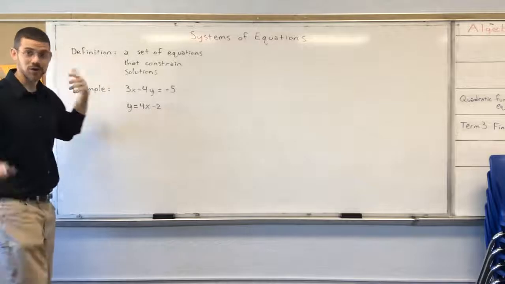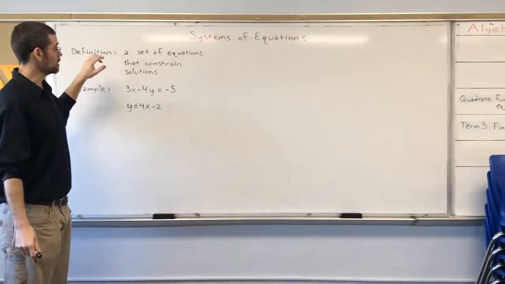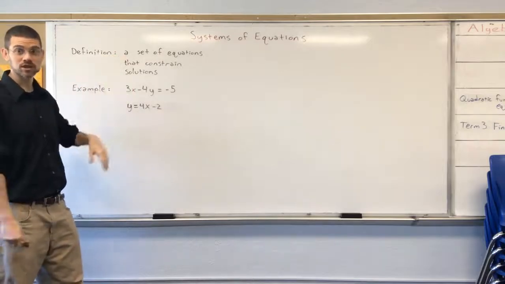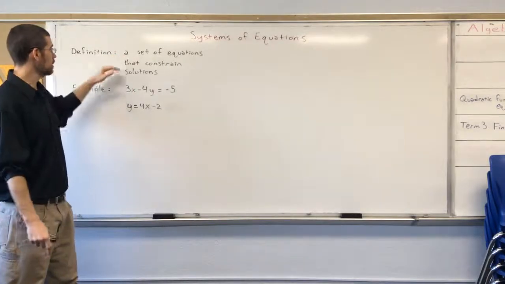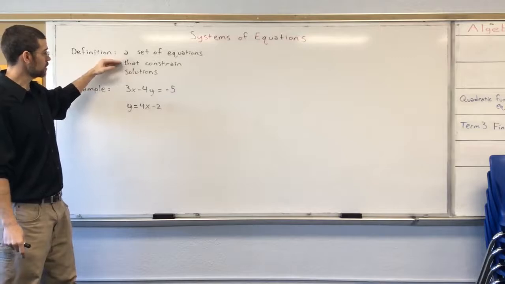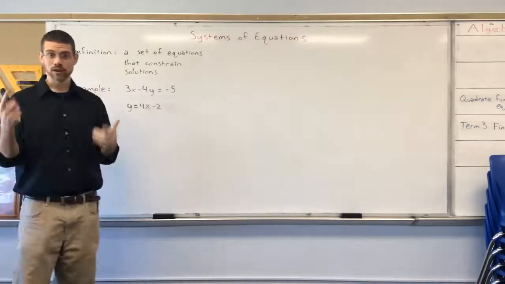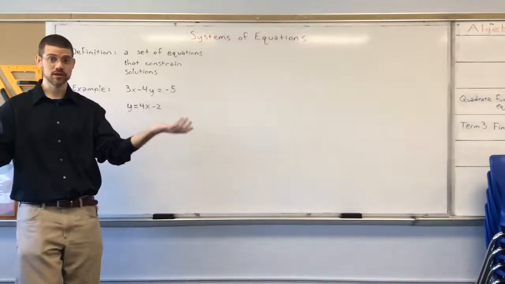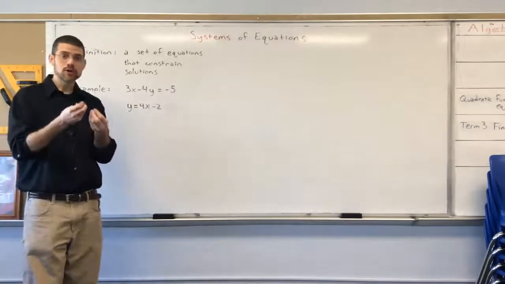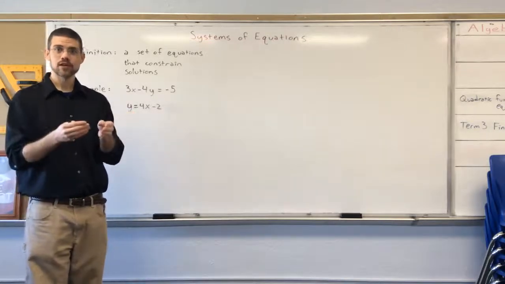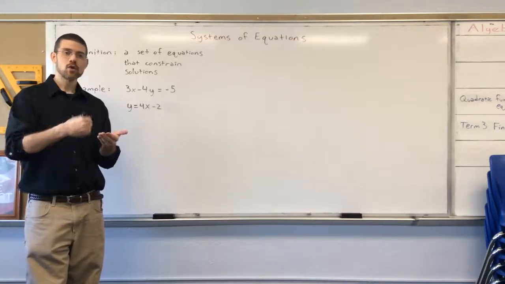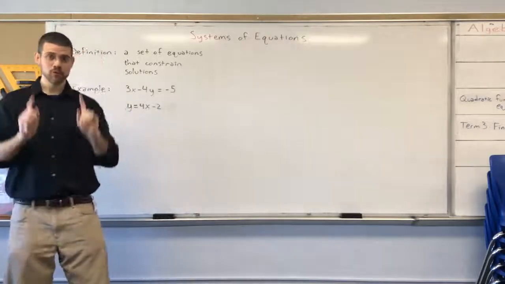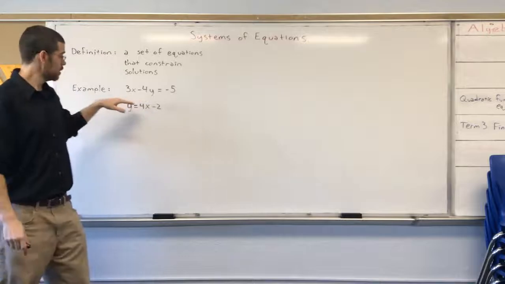So let's start off with the definition. A system of equations is a set of equations, some number of equations. It could just be one equation. It's a set of equations that constrain solutions. Now it could be one equation that constrains solutions. It could be two. It could be 170. Any number of equations could be grouped together to say, this is what x and y can be, or this is what x, y, and z can be. But for right now, we're going to do two equations.